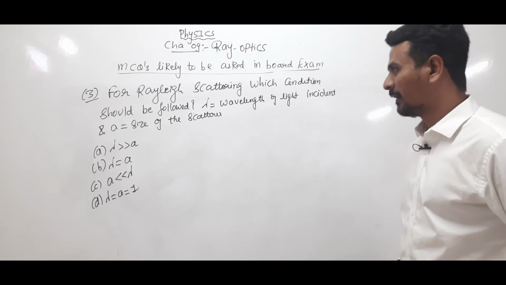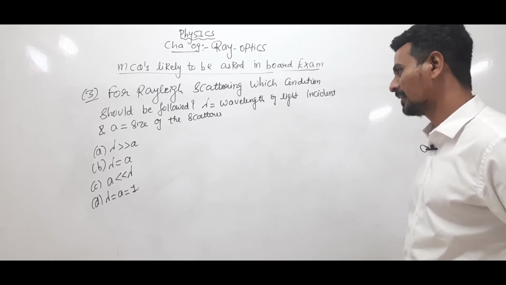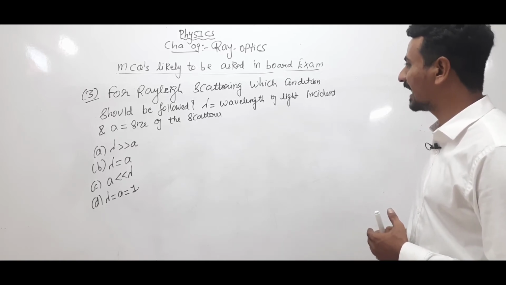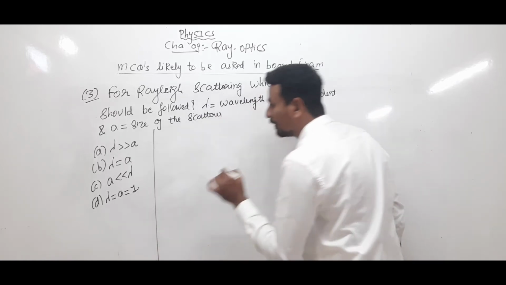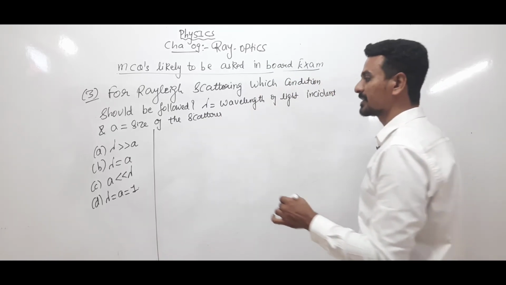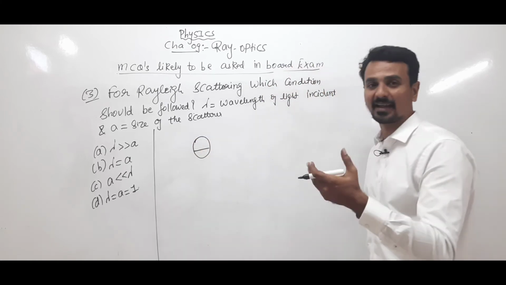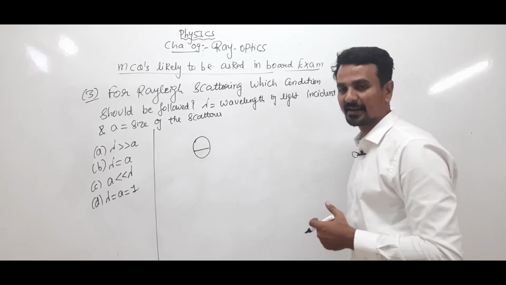Third one, for Rayleigh scattering, which condition should be followed? The condition is already given in your textbook. Lambda is the wavelength of light incident and a is the size of the scatterer. According to Rayleigh scattering, the size of the particle that scatters the light should be very much less than the wavelength of incident light, right? This is what Rayleigh scattering is.